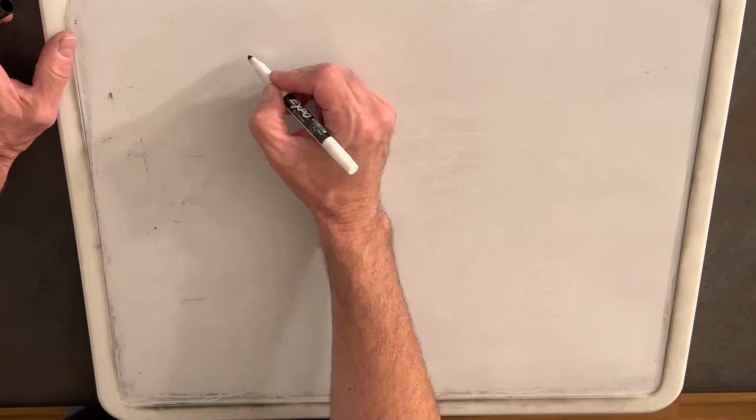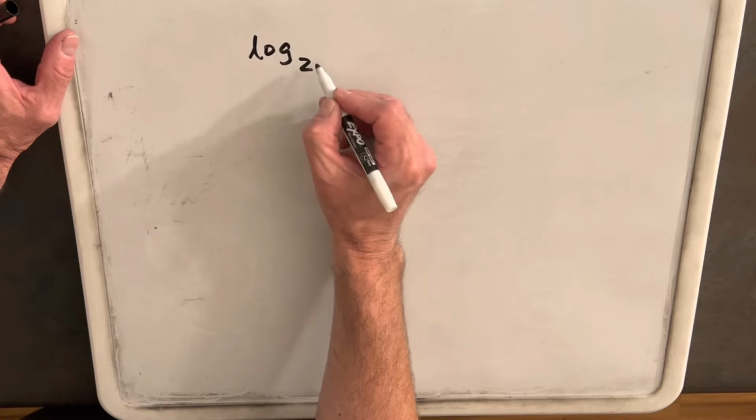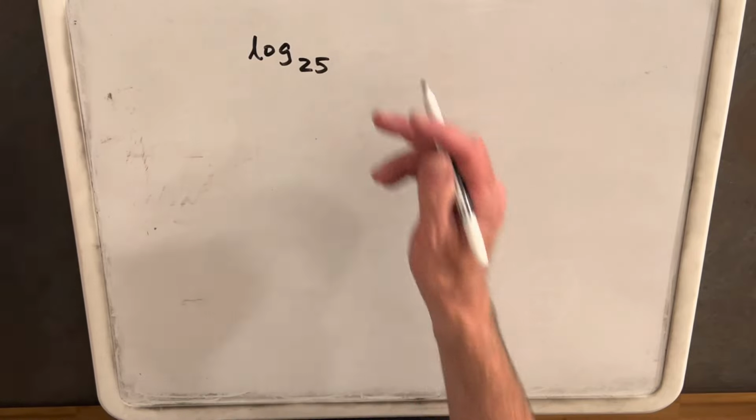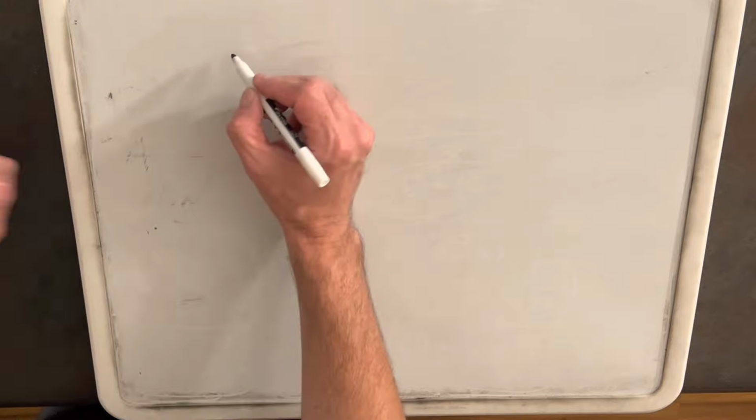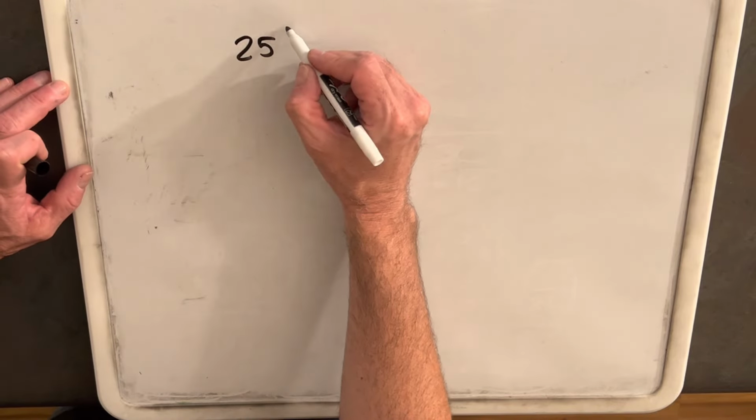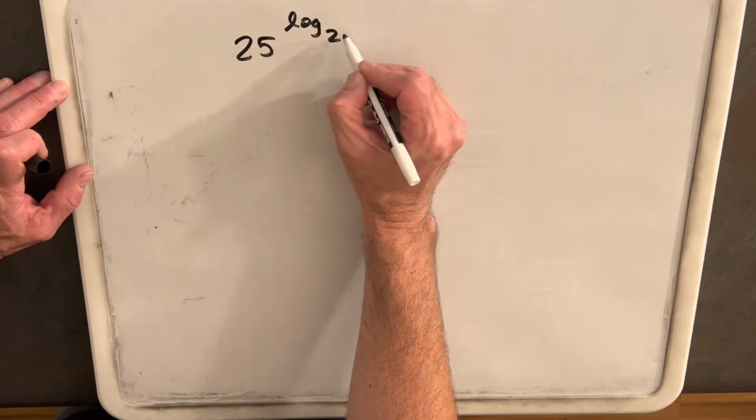Here's something a little different, maybe kind of easy. Oh, I'm rewriting it wrong. We have 25 to the log base 25.